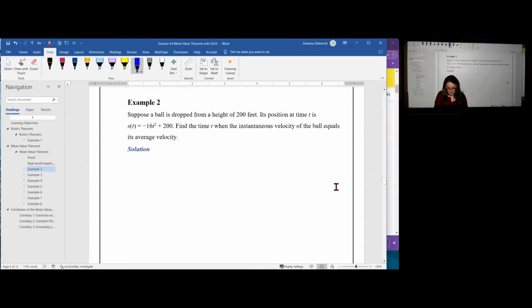Let's take a look at example 2. Example 2 is a typical physics application of the mean value theorem. Suppose a ball is dropped from a height of 200 feet. Its position at time t is given by the equation negative 16t squared plus 200. Find the time t when the instantaneous velocity of the ball equals the average velocity.